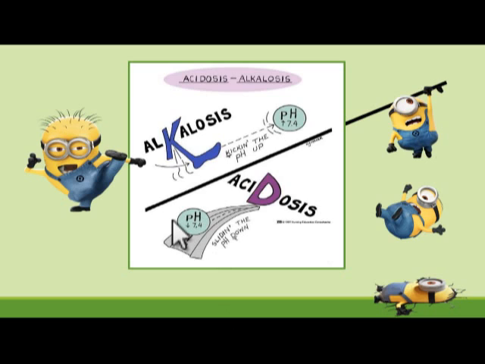So, if your pH level is above around 7.4, then this is considered alkalosis. On the other hand, if the pH level is below around 7.4, then this is considered acidosis. Remember, alkalosis is kicking the pH up. Acidosis is sliding the pH down.